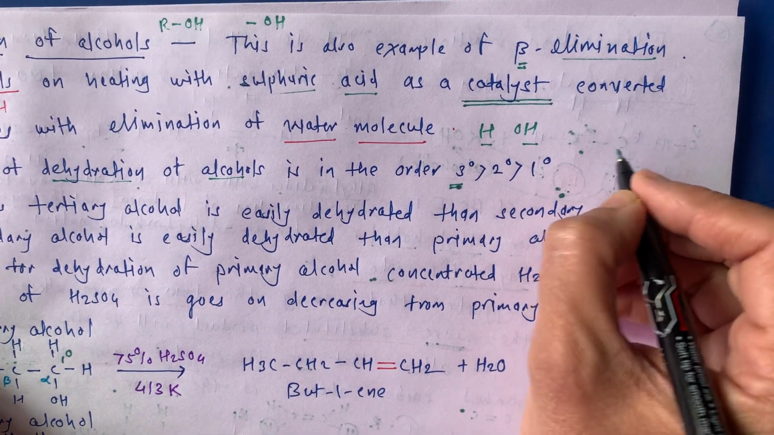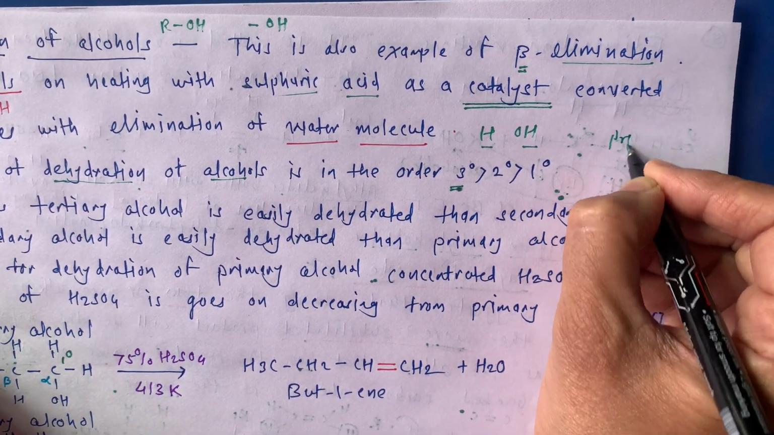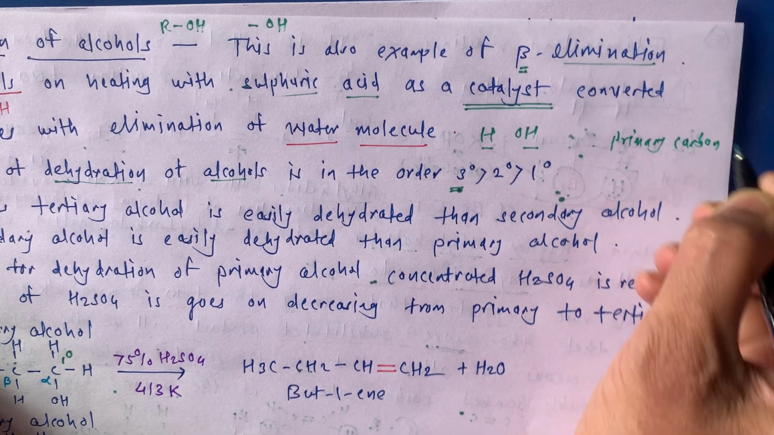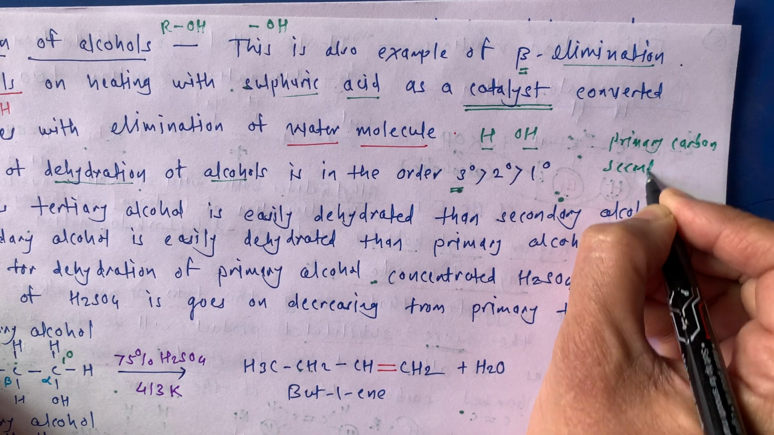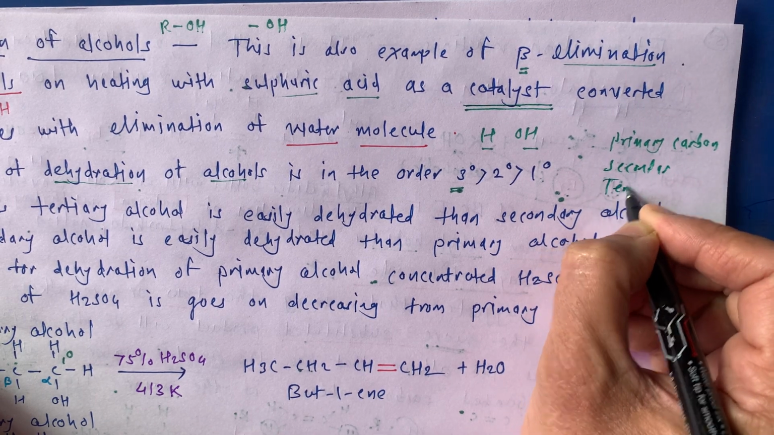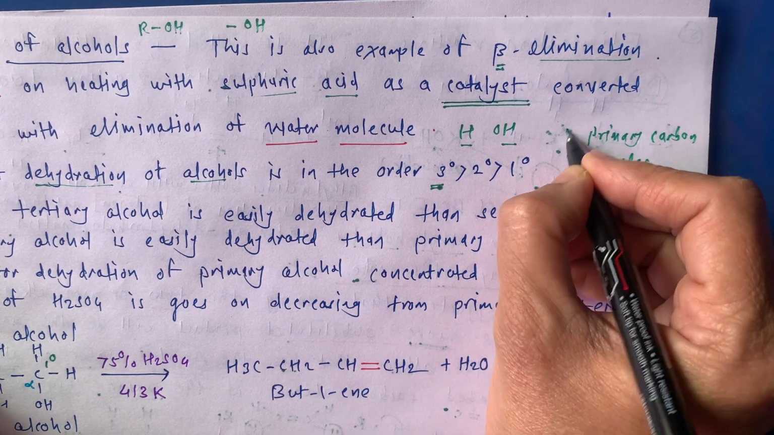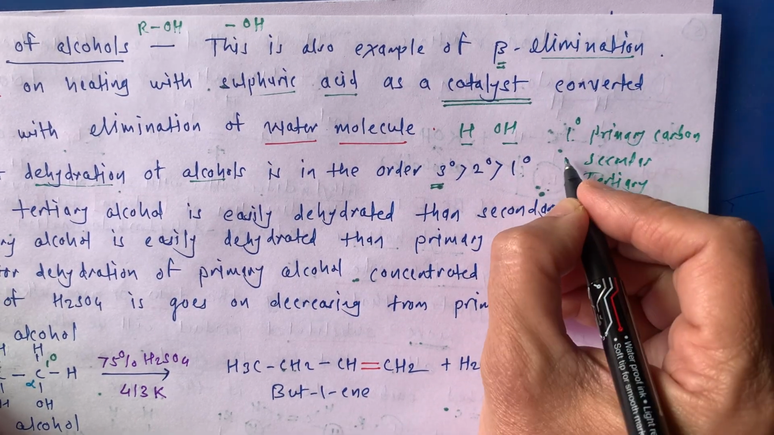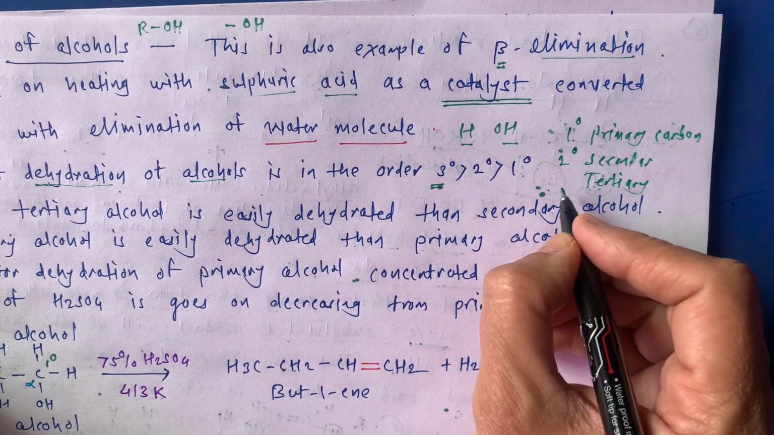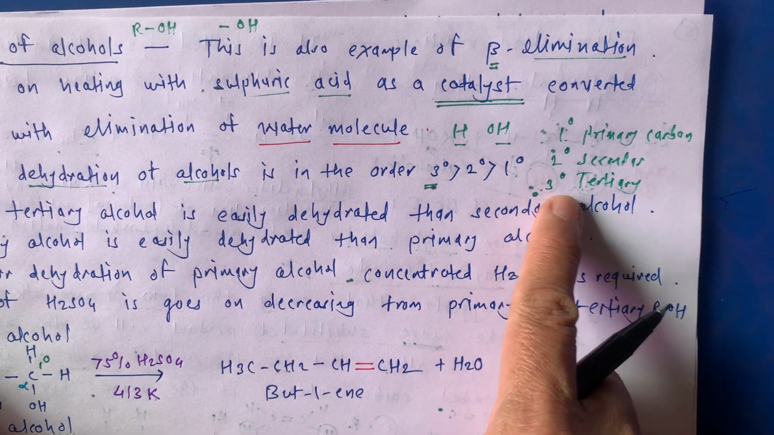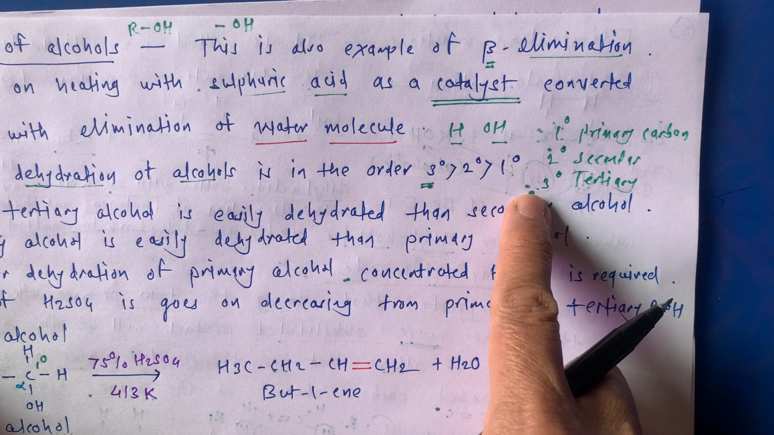This is a representation of tertiary alcohol, secondary alcohol, primary alcohol based upon what we studied in the first chapter, that is, the types of carbons: primary carbon, then secondary, and then tertiary. Okay. So the primary we represent by 1 degree, secondary we represent by 2 degree, and tertiary we represent by 3 degree. If it is quaternary, then that is 4 degree.